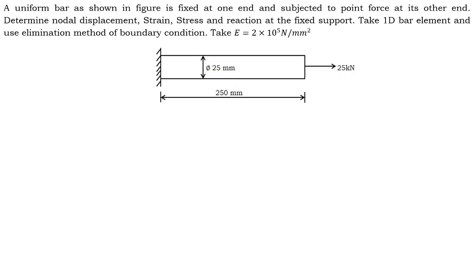the fixed support. For this we need to take the one dimensional bar element and we have to use the elimination method where we are dealing with the FEM approach. But here we are solving with the software. With that, Young's modulus value is 2 into 10 to the power of 5 Newton per mm square.